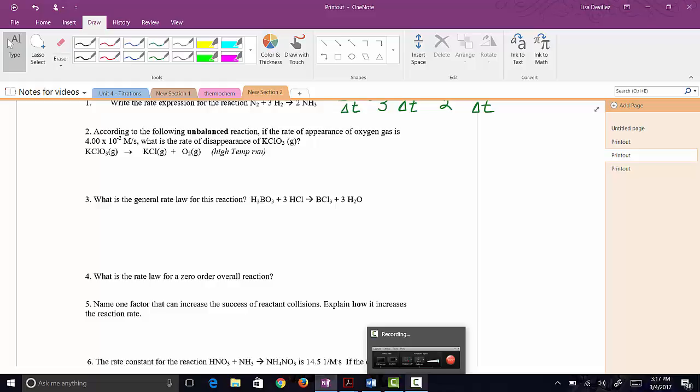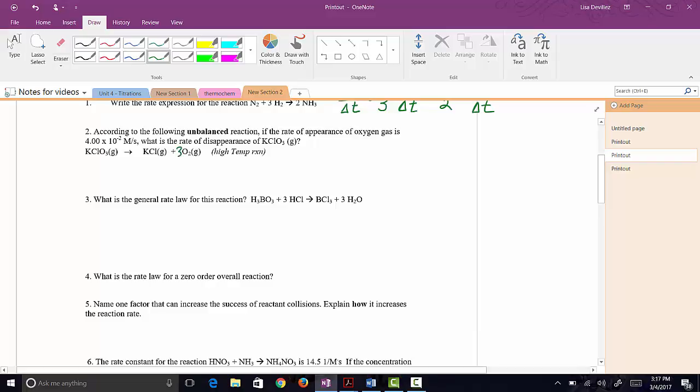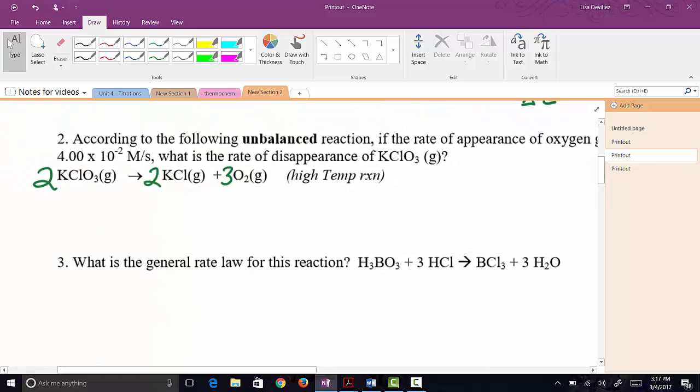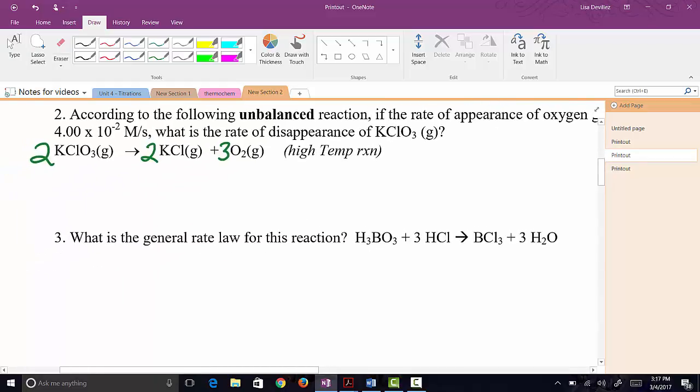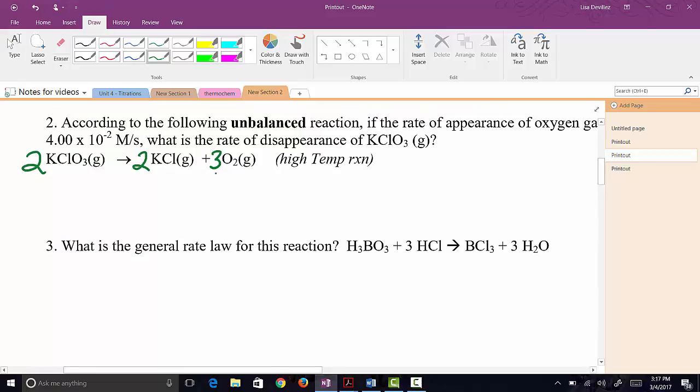All right, so number 2, we got to balance our equation first. So here I need a 3 and a 2 and a 2. Let's make that a little bigger here. All right. And it says we want the rate of disappearance of the KClO3 if the rate of appearance of the oxygen is 4 times 10 to the -2 molarity per second. So again, if we know the rate of 1 that was determined experimentally, I can use a ratio to find the rates of anything else.